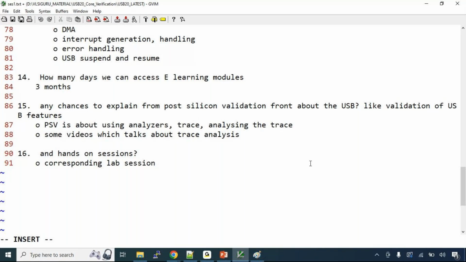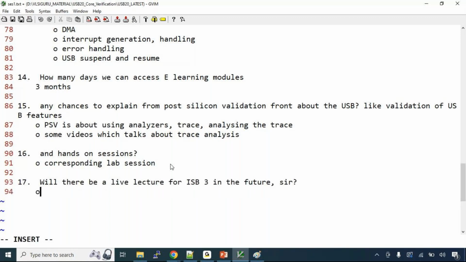Next is, will there be live lectures of USB 3? I can't commit. Mostly, yes, we will be doing, because instead of USB 3, I will be doing USB 4. USB 4 live lectures will be there in the next 3 months. After 3 months, I'll be doing the USB 4 course. We may include some USB 3 topics, but verification only on the protocol, because getting RTL code for USB 3, USB 4 is not very easy actually. You don't get it, so it will be only protocol focused.